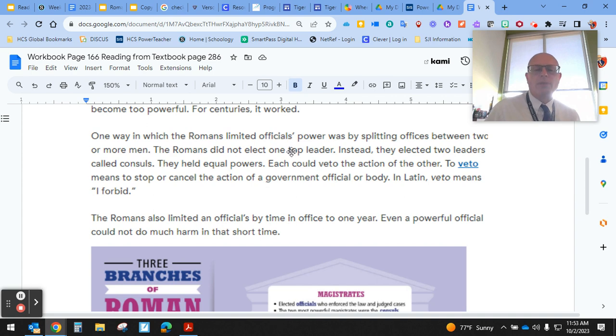One way in which the Romans limited power was by splitting offices between two or more men. The Romans did not elect one top leader. Instead, they elected two leaders that we call consuls. The consuls had equal powers. Each could veto the action of the other. To veto means to stop or cancel the action of a government official or body. So these consuls could veto or stop the laws of the other. In Latin, veto means I forbid.